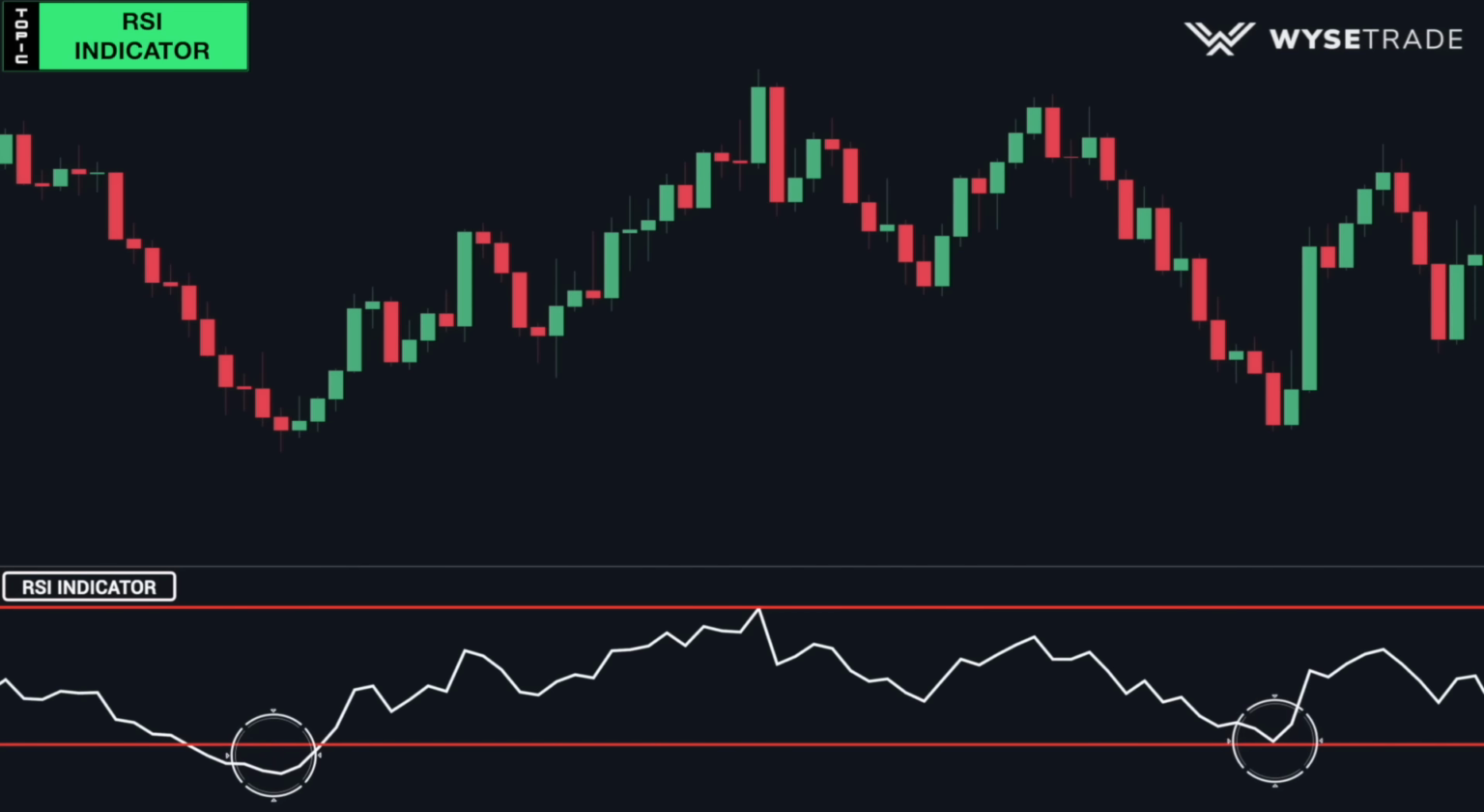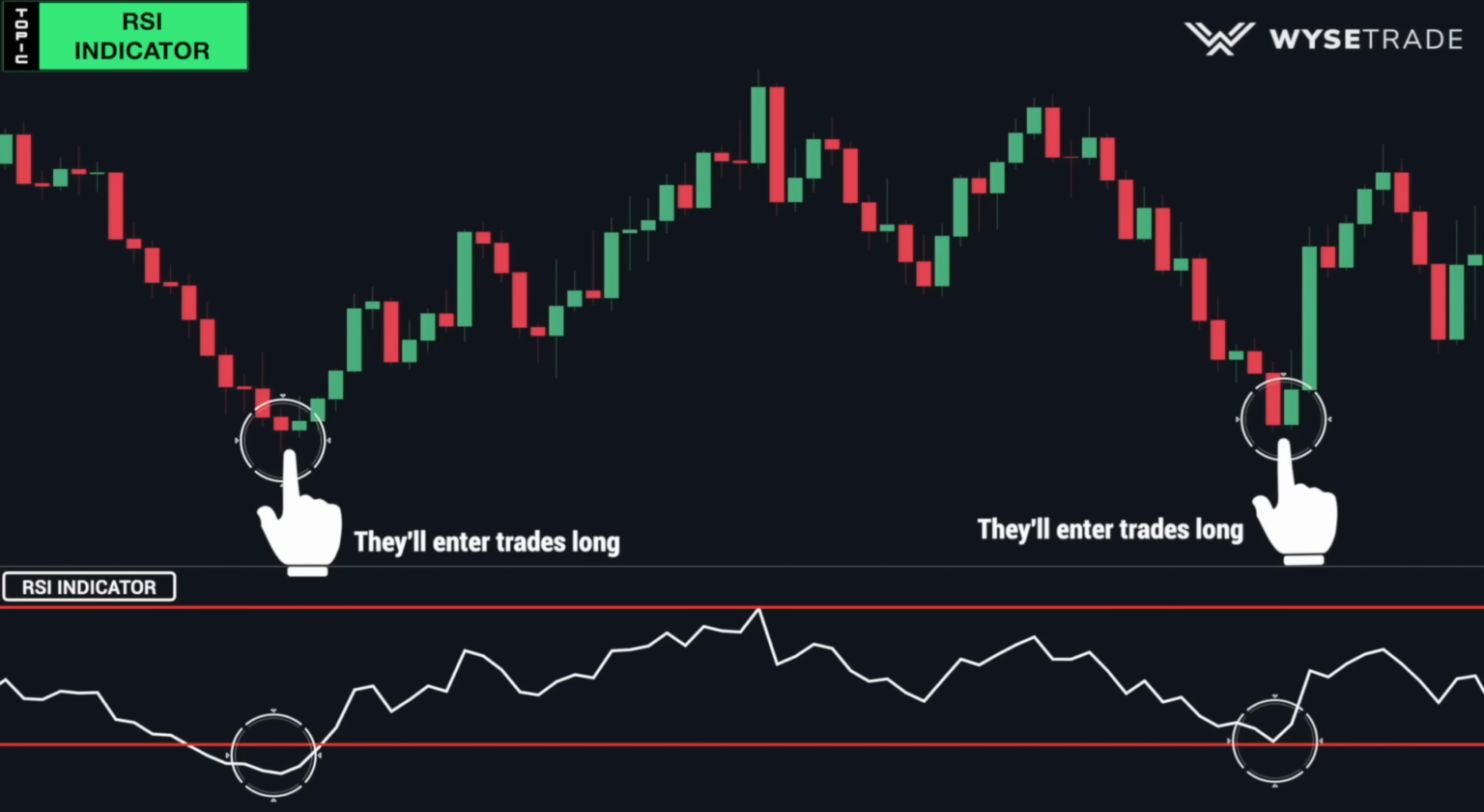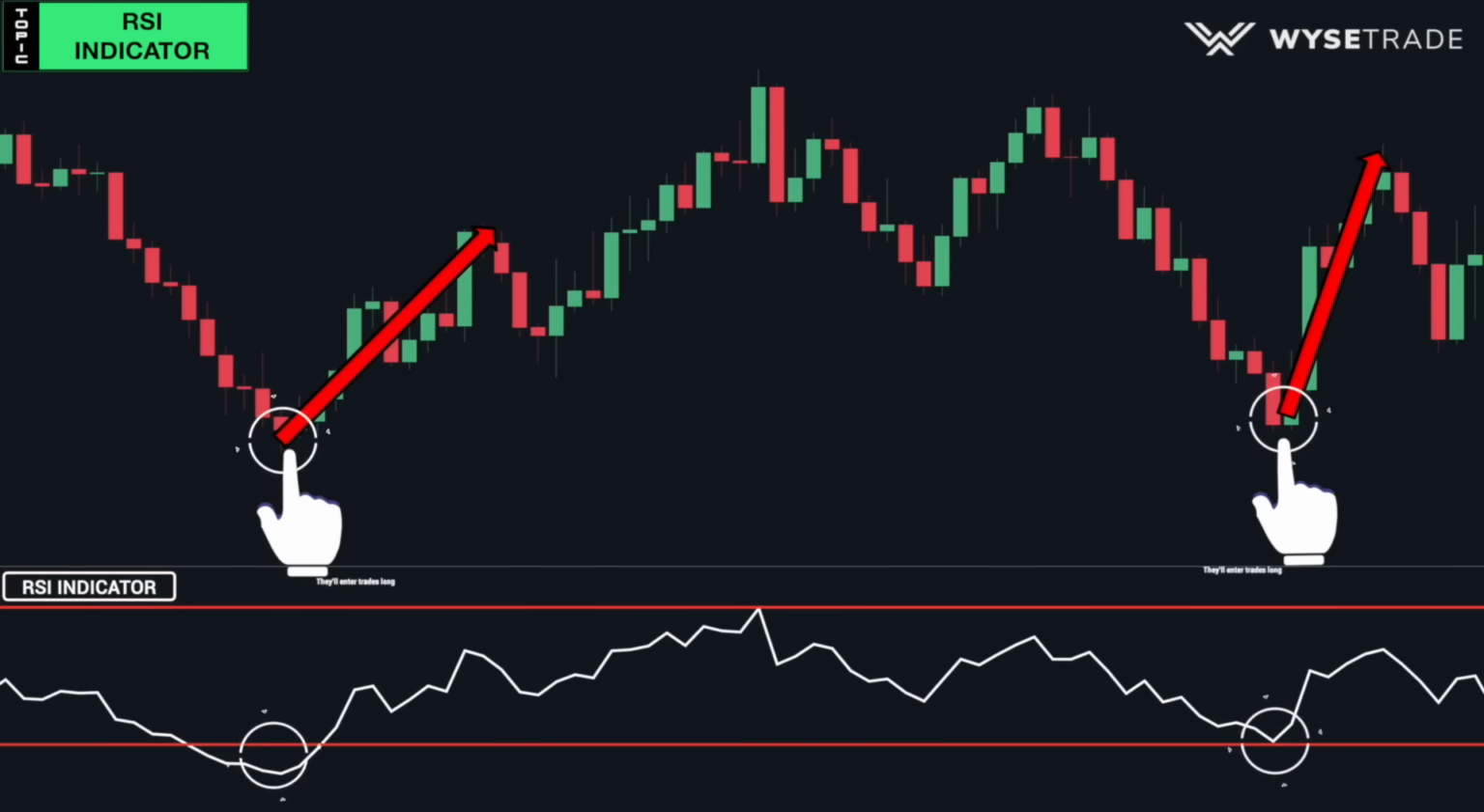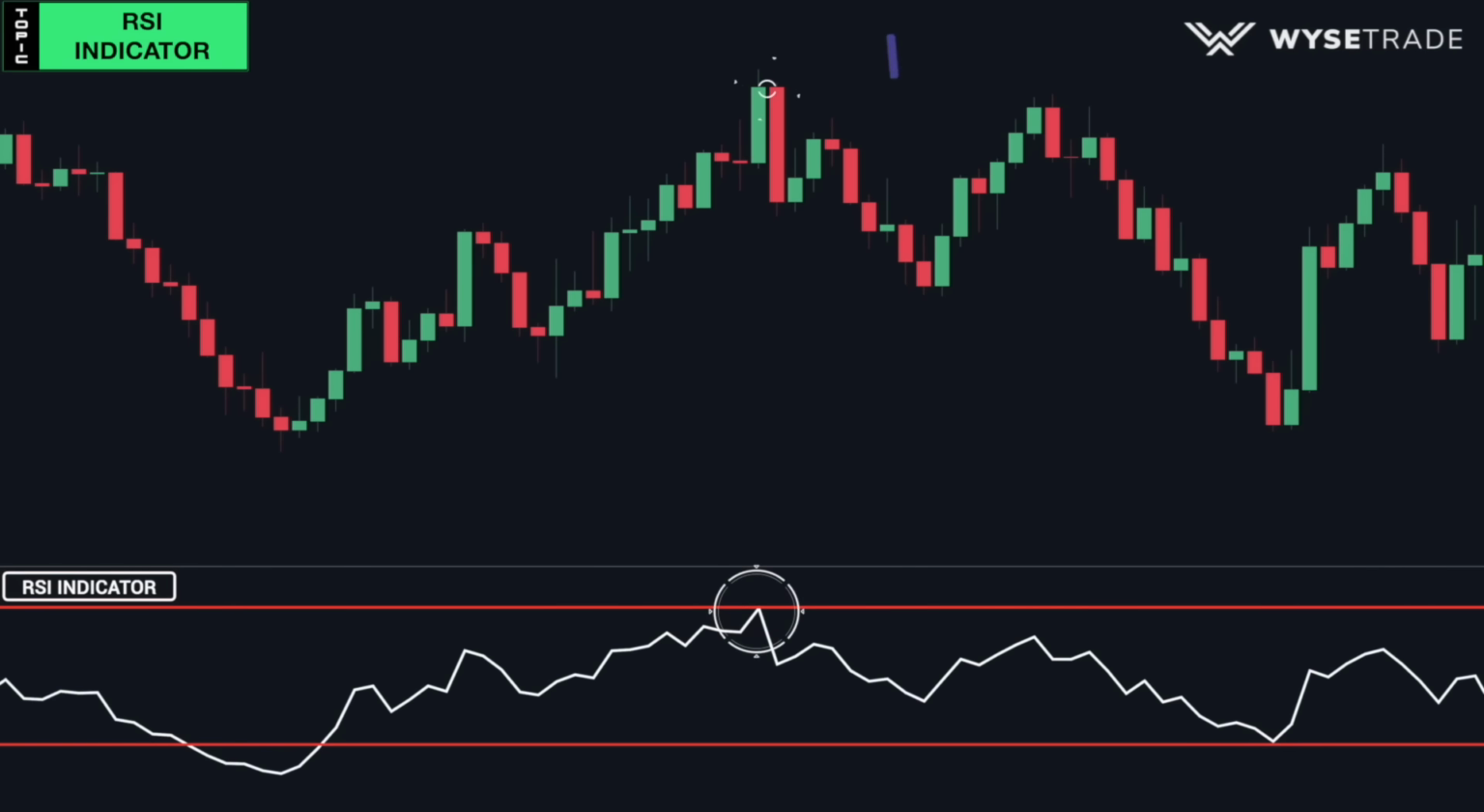When the RSI enters oversold, they'll start buying and entering long positions, expecting price to go up. When the RSI enters overbought, they'll start selling and entering short positions, expecting price to go down.